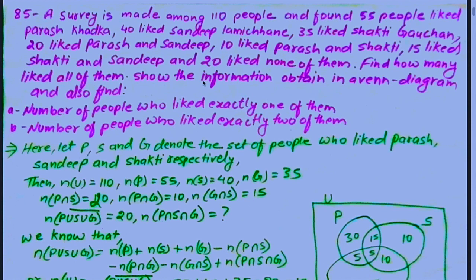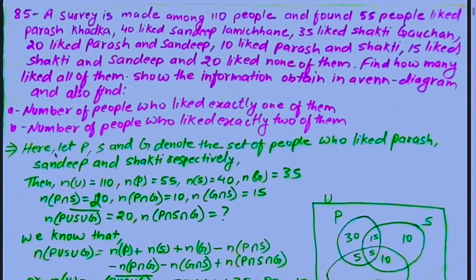Show the information in a Venn diagram, and also find: the number of people who like exactly one of them, and the number of people who like exactly two of them. Now, the question again: a survey is made among 110 people, and 55 liked Paras Khadga, 40 liked Sandeep Lamisane, 35 liked Shakti Gautama, 20 liked Paras and Sandeep, 10 liked Paras and Shakti, 15 liked Shakti and Sandeep, and 20 liked none of them. Find how many liked all of them.